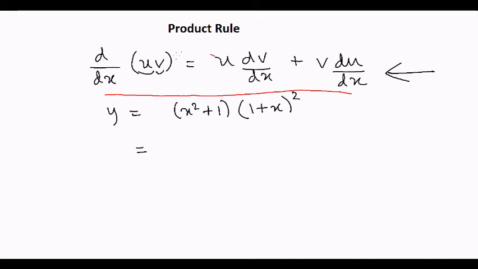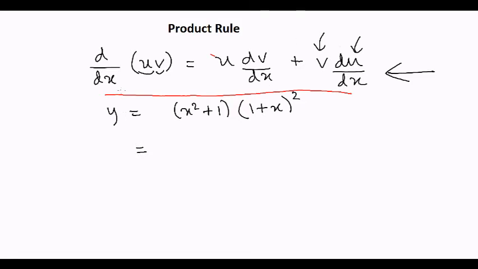If you have a function which is a product of two different functions, when you differentiate it you get the first term, where you leave the first function untouched and differentiate the second function, and in the next one you do the opposite. You leave the second function untouched and you differentiate the first function. All this may look a little complicated, but it's much easier if you look at an example.